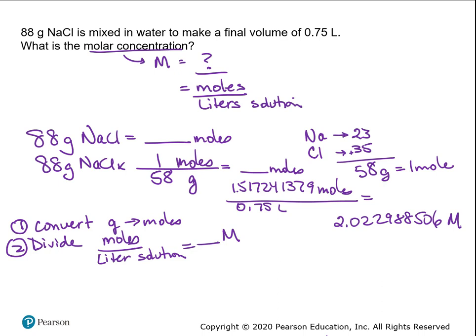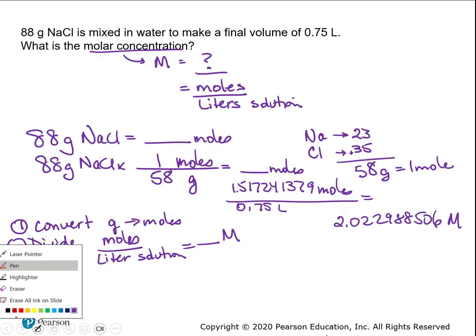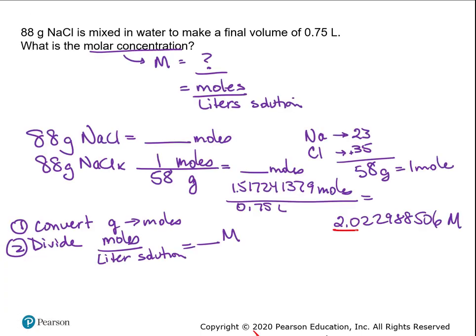And so now, that's my answer, right? Because I wanted to know the molar concentration. So what would I round that to? How many significant figures? 88 has 2. 0.75 has 2. So that means my answer should only have 2. So it would be 2.0 molar NaCl.